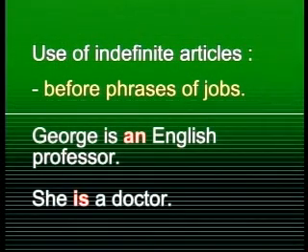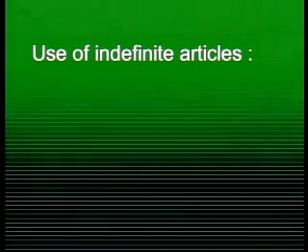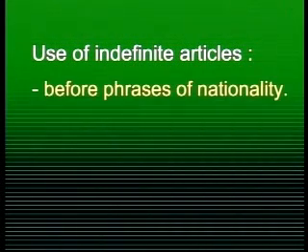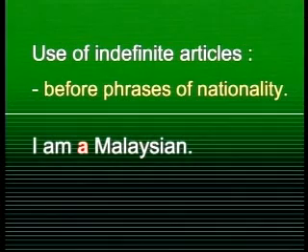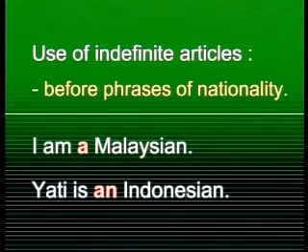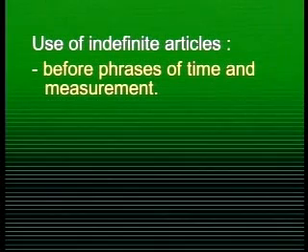She is a doctor. When we want to indicate the nationality of a person, we use a or an before the noun. For example, I am Malaysian. Yati is an Indonesian. We also use indefinite articles a and an before phrases of time and measurement.